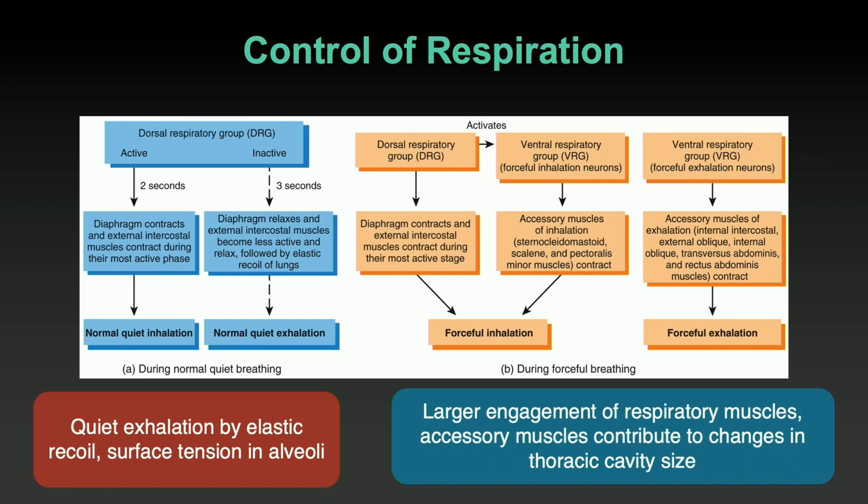If you follow the flow chart through, you see a larger engagement of the normal respiratory muscles, and now you start to see things like sternocleidomastoid, which is a muscle in the neck, scalene muscles, which we referred to briefly, pec minor, that are activated to increase thoracic volume during forceful inhalation. And then the abdominal muscles, obliques, transverse, rectus abdominis, that contract to squeeze the abdominal cavity, which increases the pressure in the thoracic cavity and pushes air out.